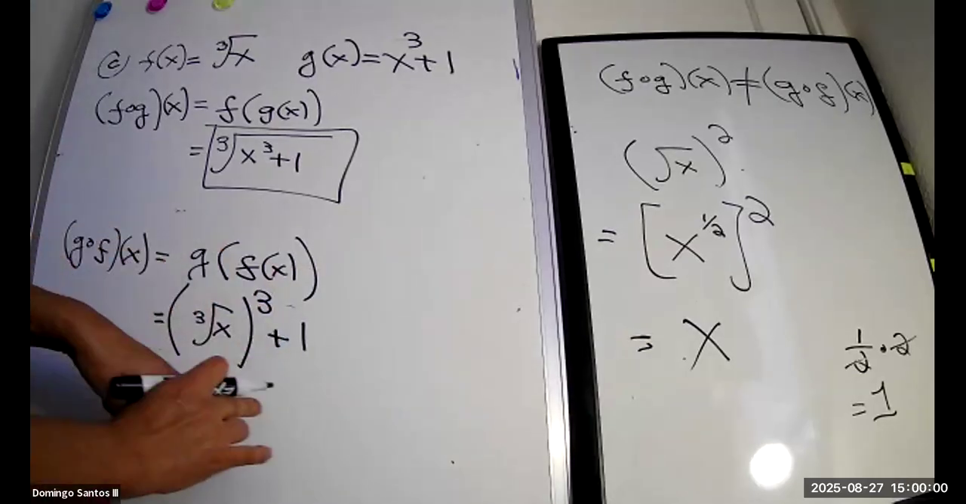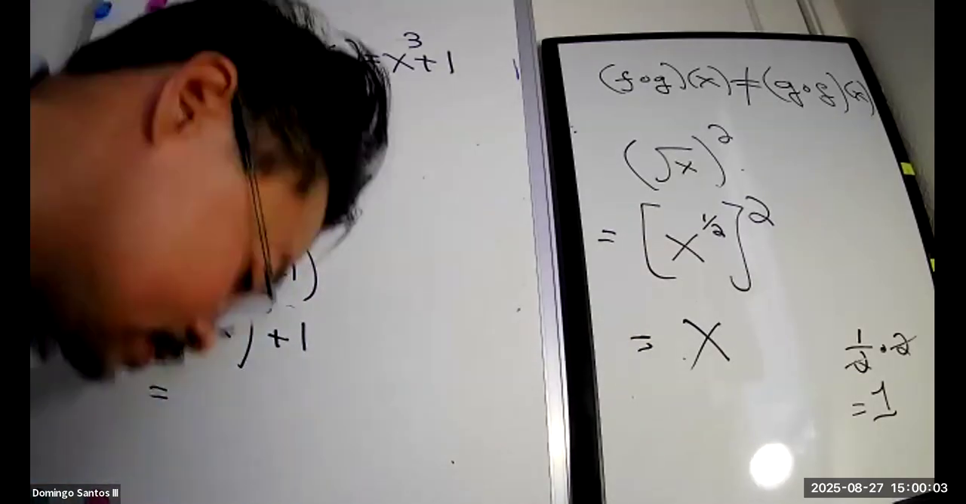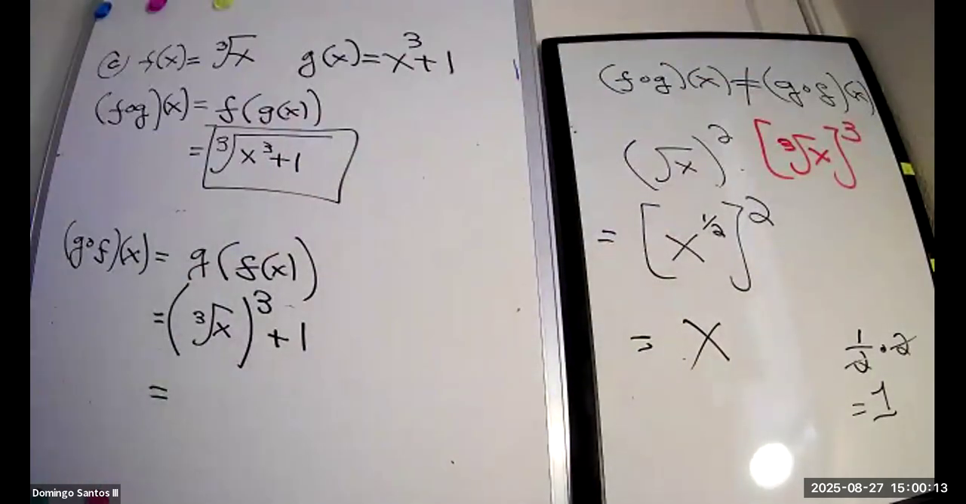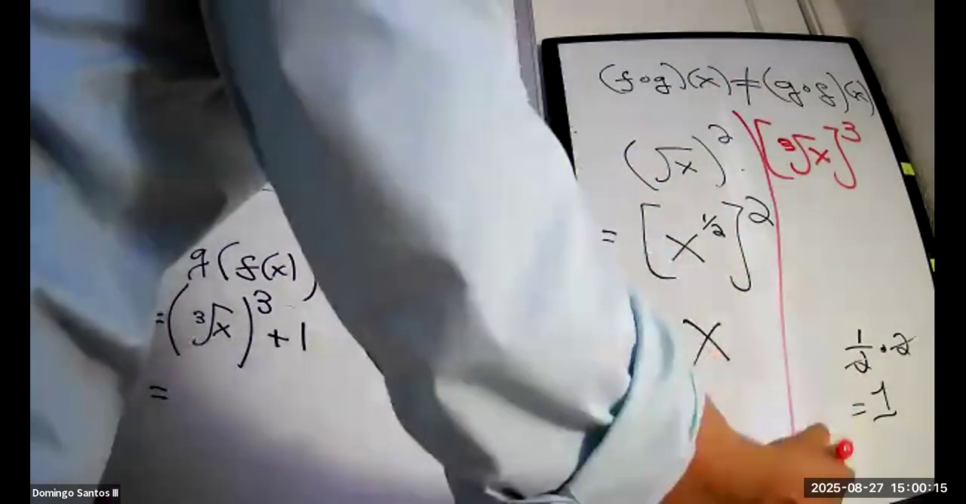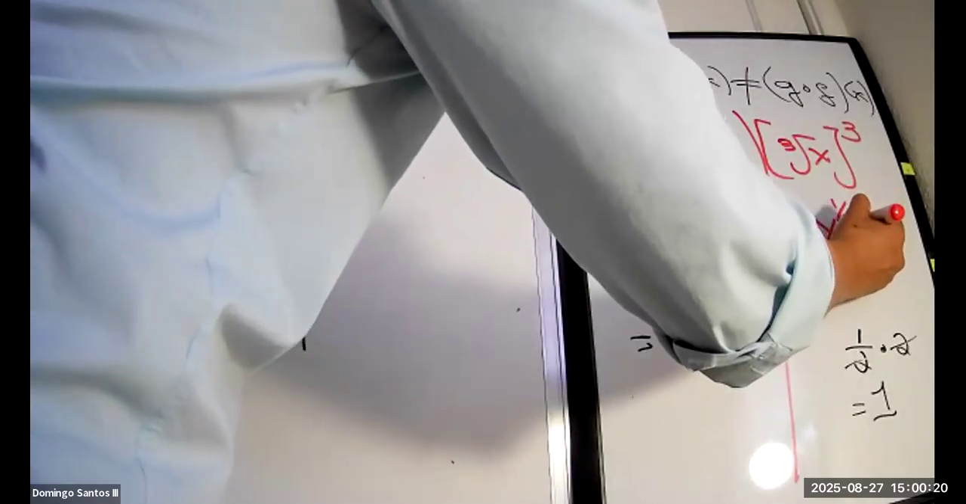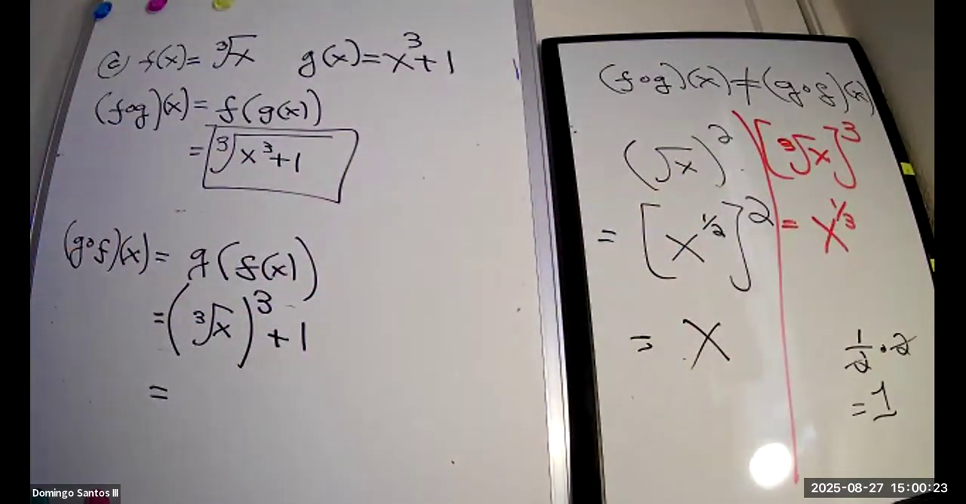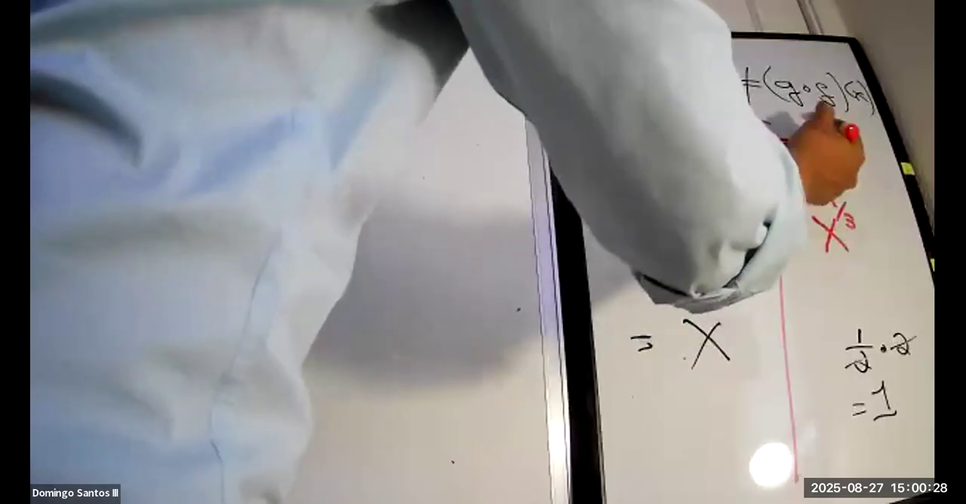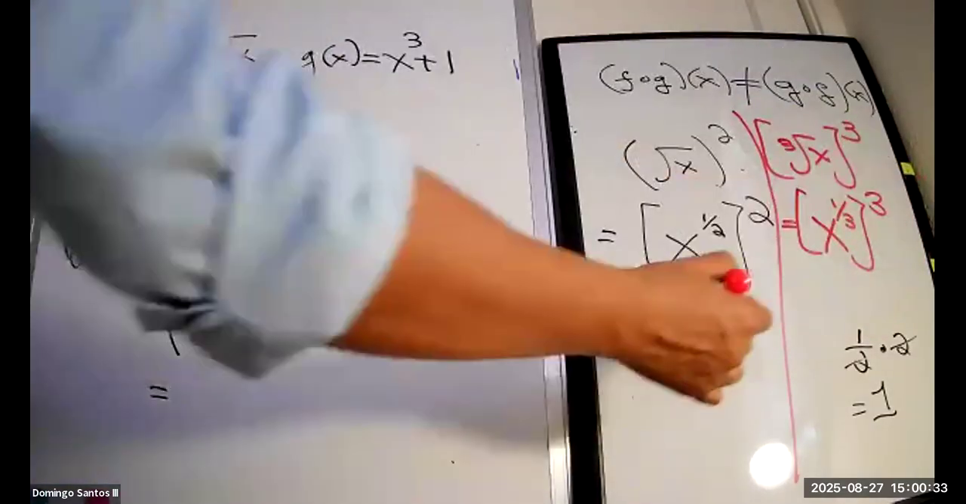Now, let's do it here as well. Let me rewrite it. Cube root of x, then cube it. Now, this thing inside is x to the 1/3, right? Correct, Leonardo? Yes, that thing only. And then I cube it. What's left? x. Very good.